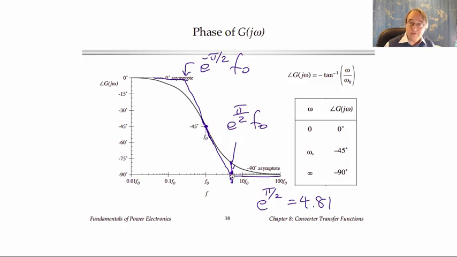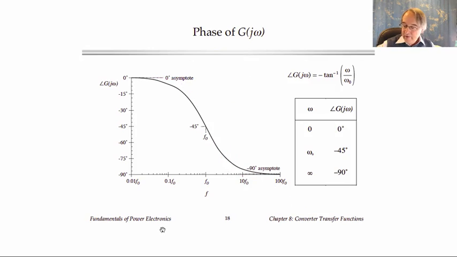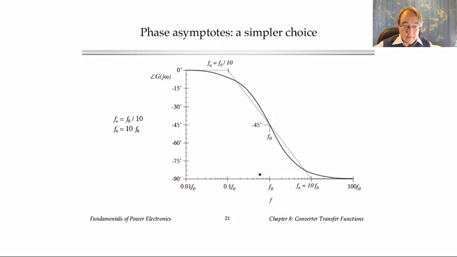So you'll see in some books that's what people use. In some other books, most notably the Schaum's outline on Bode plots, they round 4.81 up to 5. And so this is 5 times f naught, and this is f naught divided by 5. Yet another choice that is popular is, instead of 5, to use 10. So here's that choice. There is in fact no such thing as an exact approximation.